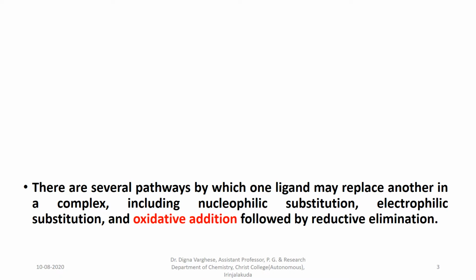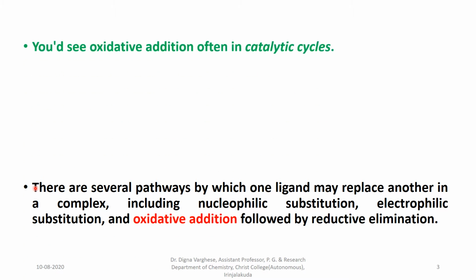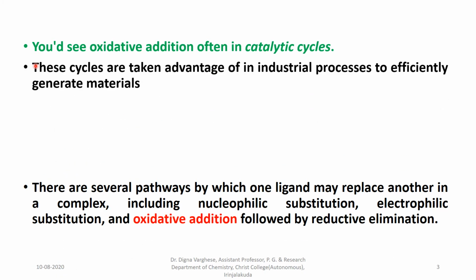There are several pathways by which one ligand may replace another in a complex, including nucleophilic substitution, electrophilic substitution, and oxidative addition followed by reductive elimination reactions. You would have seen several oxidative addition reactions, often in catalytic cycles. These cycles are taken advantage of in industrial processes to efficiently generate materials.